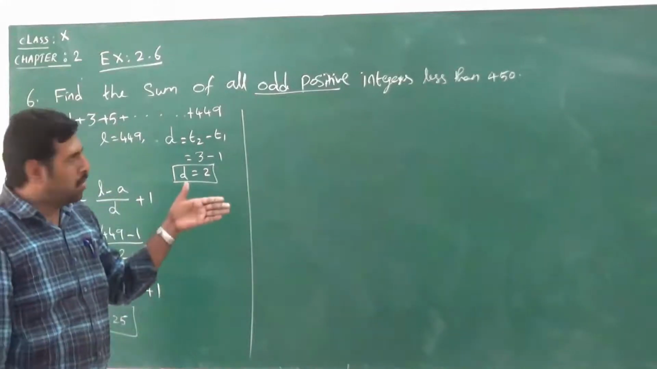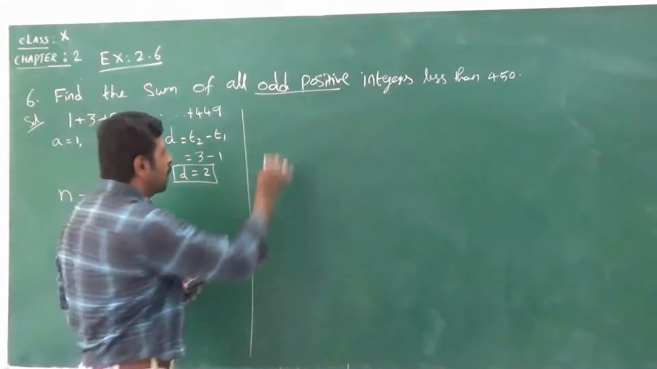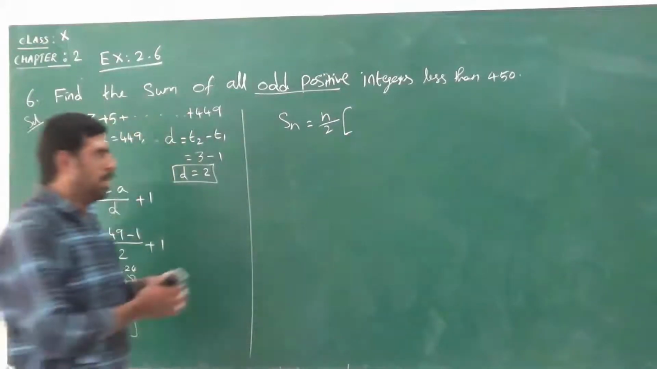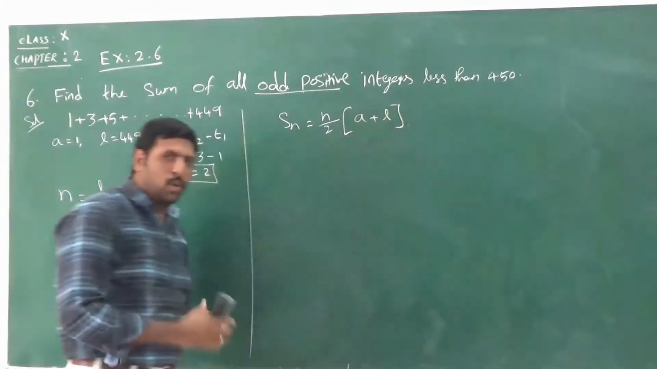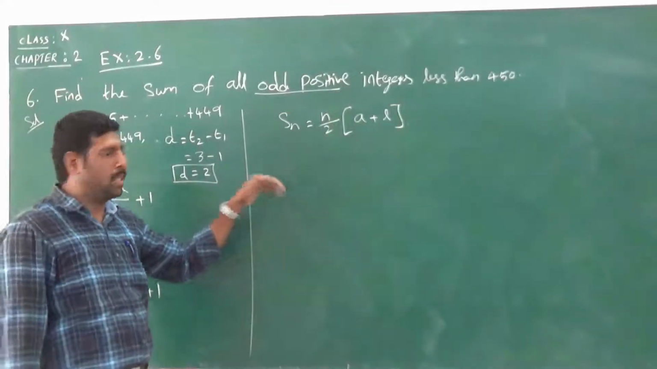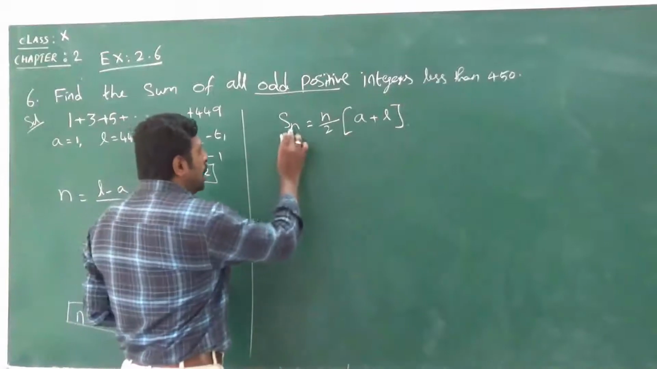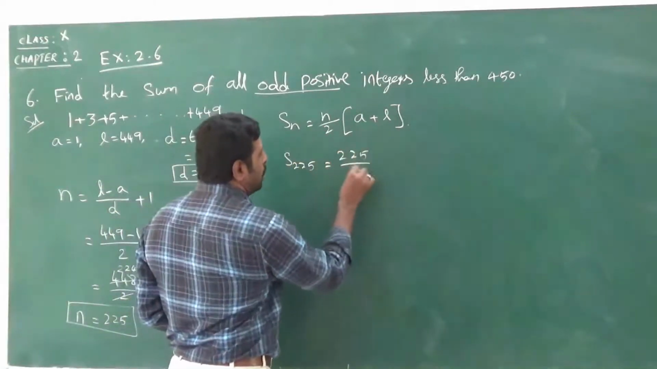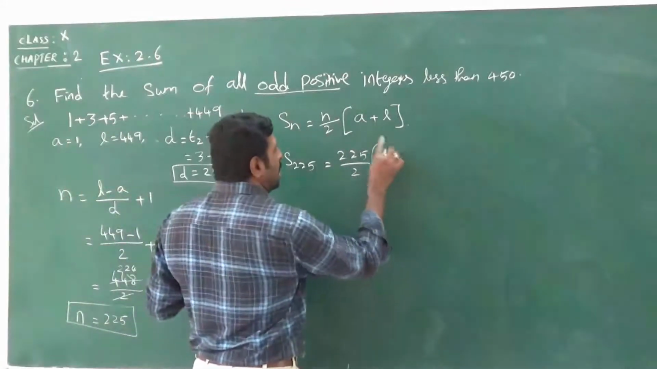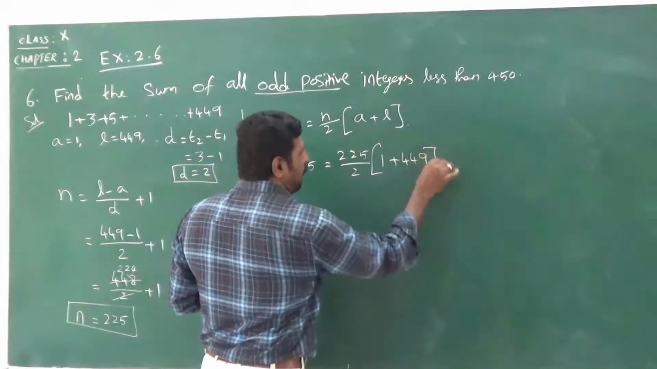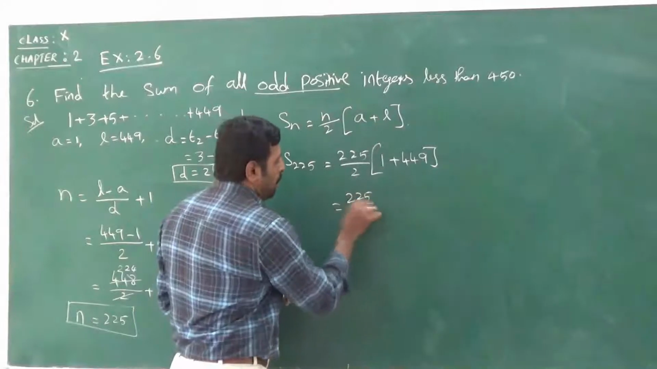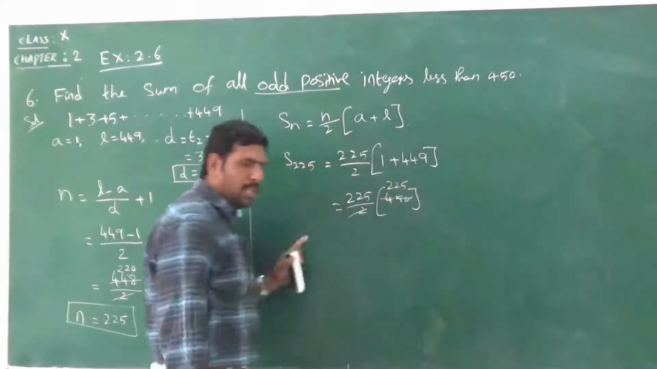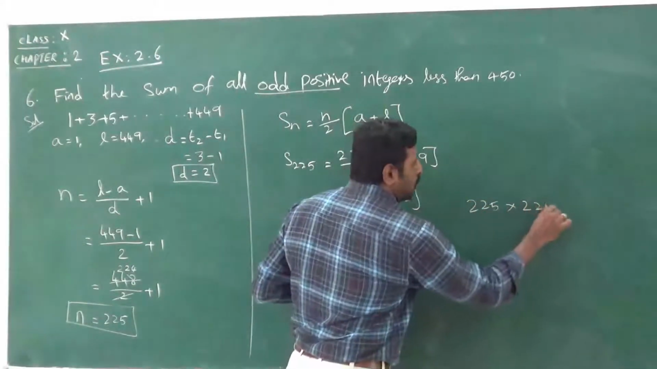Here we have two formulas to find the sum of the AP terms, right? Sn is equal to n divided by 2 into, if we know the last term, we directly apply the last term, that is a plus l. If you don't know the last term, we use the formula n divided by 2 into 2a plus n minus 1 into d. Here we know the last term, so I use the first formula. In the place of n, we have found 225. So S225 is equal to 225 divided by 2 into first term a is 1 and last term l is 449. Then 225 divided by 2 into the sum of this term is equal to 450. Now divide by 2, we get 225. Then we have to multiply, that is 225 into 225.